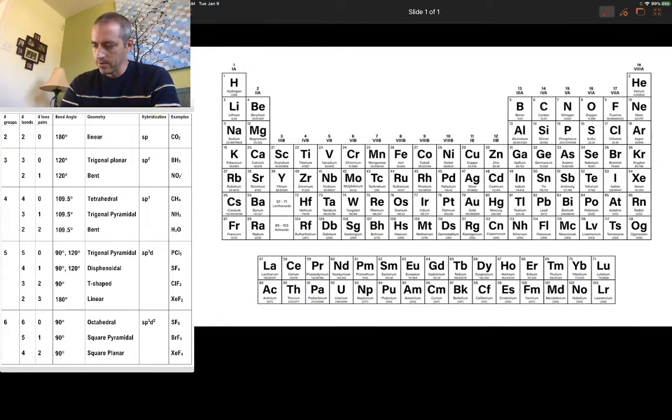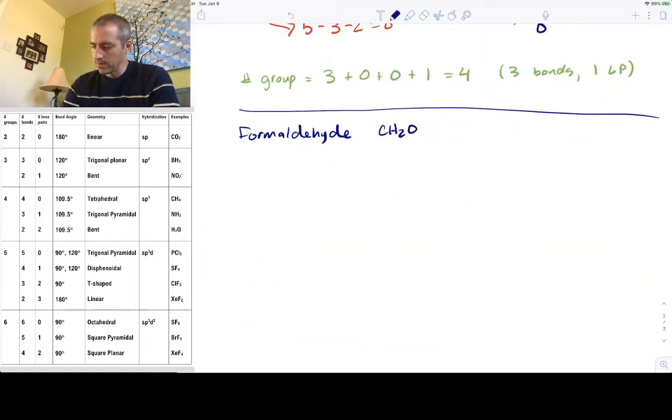Okay, so we have 2 hydrogens, which is 1 valence electron each. We have a carbon, which is 4 valence electrons, and we have an oxygen, which is 6. Remember, it goes 1, 2, 3, 4, 5, 6, 7, 8. So we have 1, 4, and 6. So our formaldehyde valence electrons is going to be equal to 4 for the carbon, plus 1 for the hydrogen times 2, because we have 2 of them, plus 6 for the oxygen, gives us a total of 12, if my math is correct.